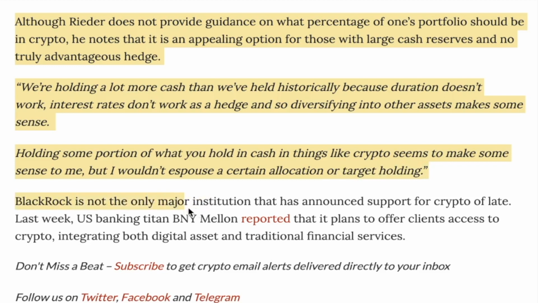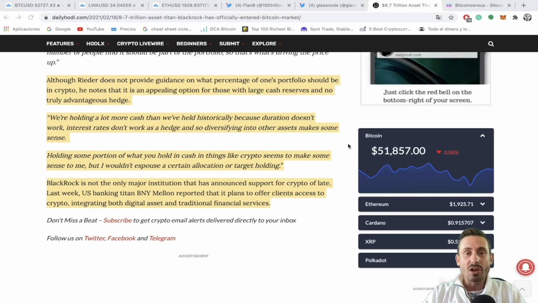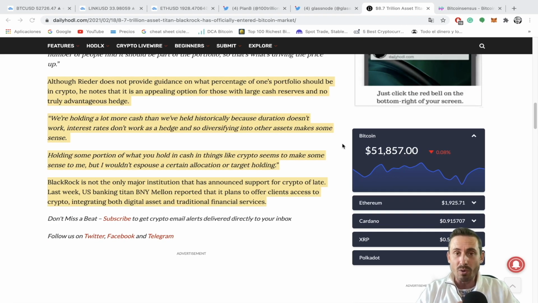BlackRock is not the only major institution that has announced support for crypto of late. Last week, US banking titan BNY Mellon reported that it plans to offer clients access to crypto, integrating both digital assets and traditional financial services. So there you have it, BlackRock, the largest asset management group of the world, finally accepting that they are buying Bitcoin and other cryptocurrencies. Obviously, they're not going to say how much they are buying and what they are buying, but it could be hundreds of millions or hundreds of billions of dollars, guys.